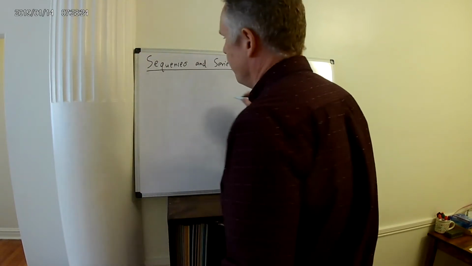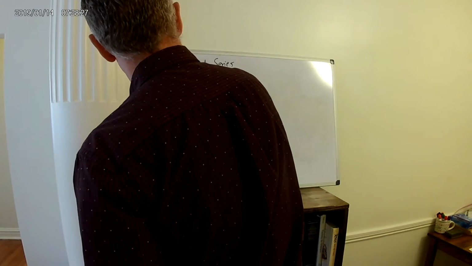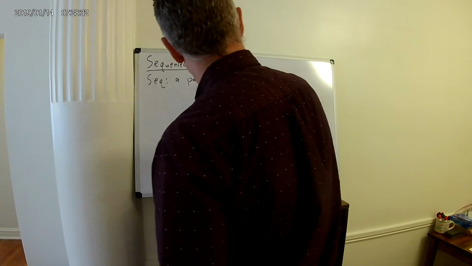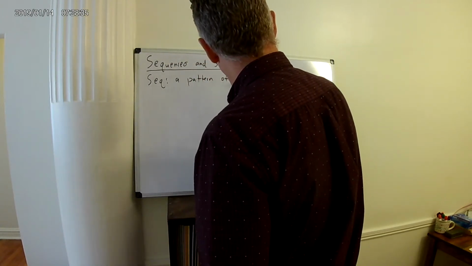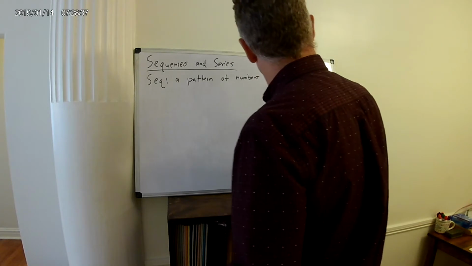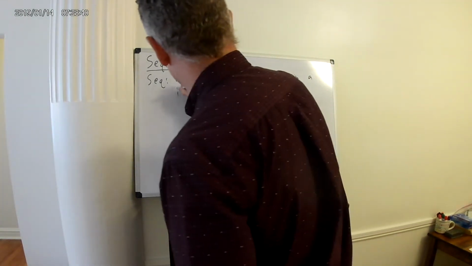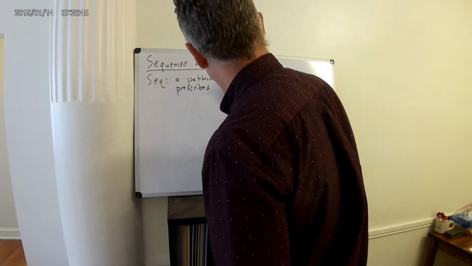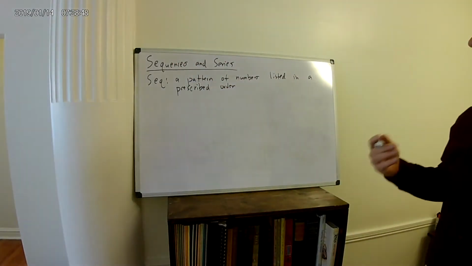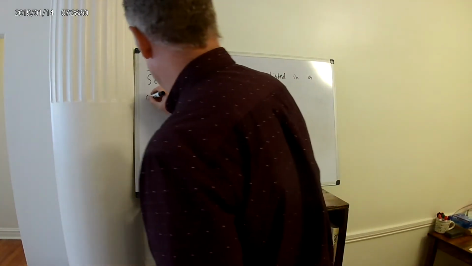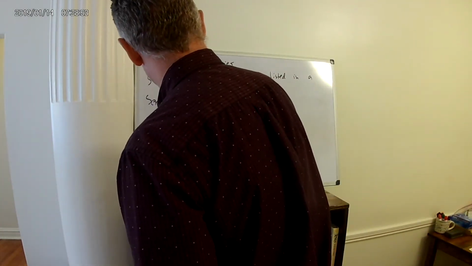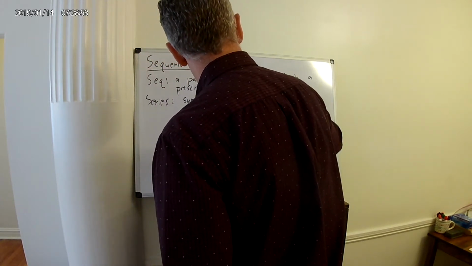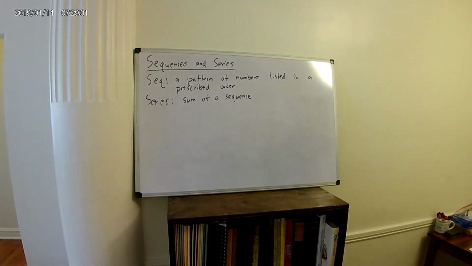Okay, what's the definition of a sequence? A sequence is basically a pattern of numbers listed in a prescribed order. So a sequence is a pattern of numbers listed in a certain order, and a series is the sum of a sequence. Series is the sum of a sequence.